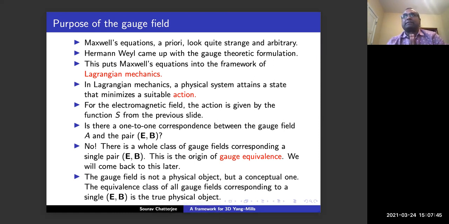That is, you have this conceptual thing, called the gauge field, which is not a physical object, but it gives rise to some physical things like this electric and magnetic fields, and these equivalence classes that give rise to a single physical object. These are the main objects of interest. These are the things that you can actually handle with experiments. You can observe in experiments.